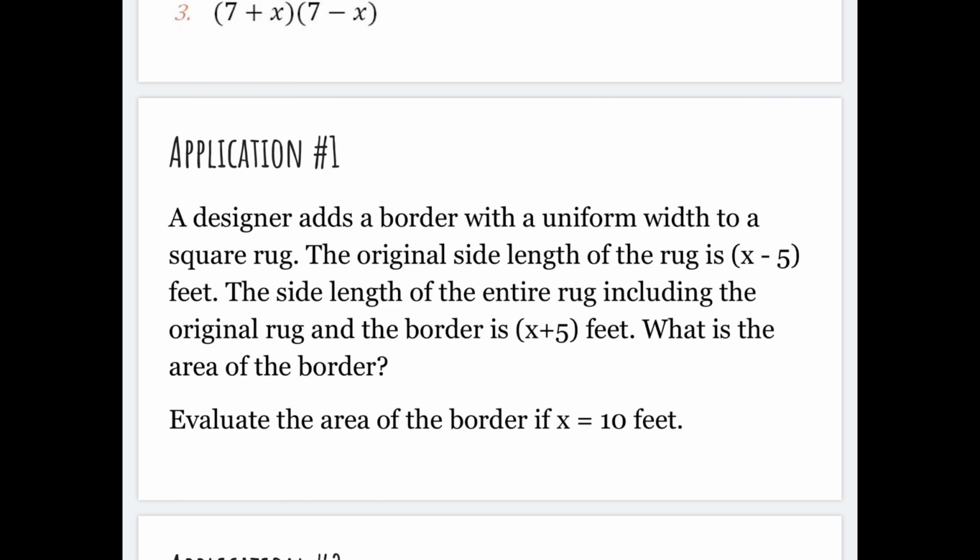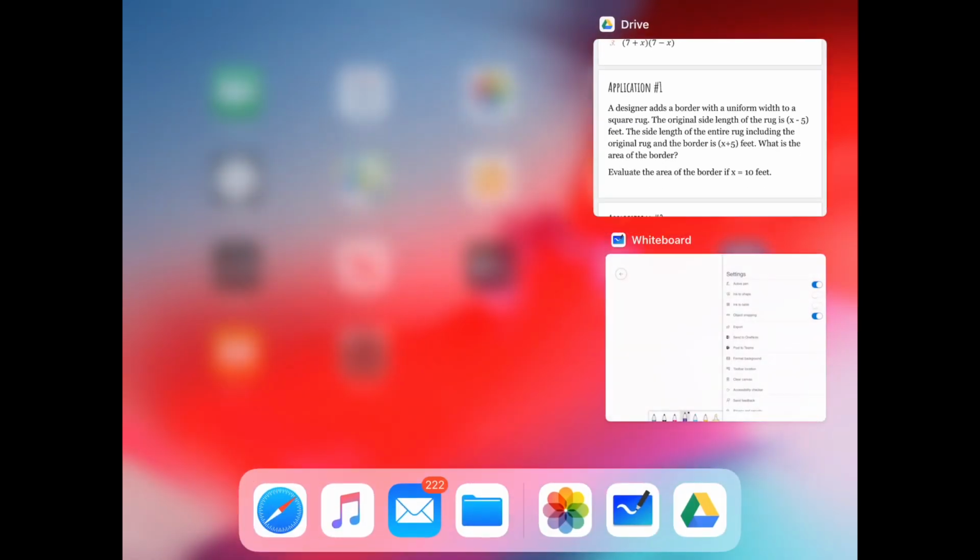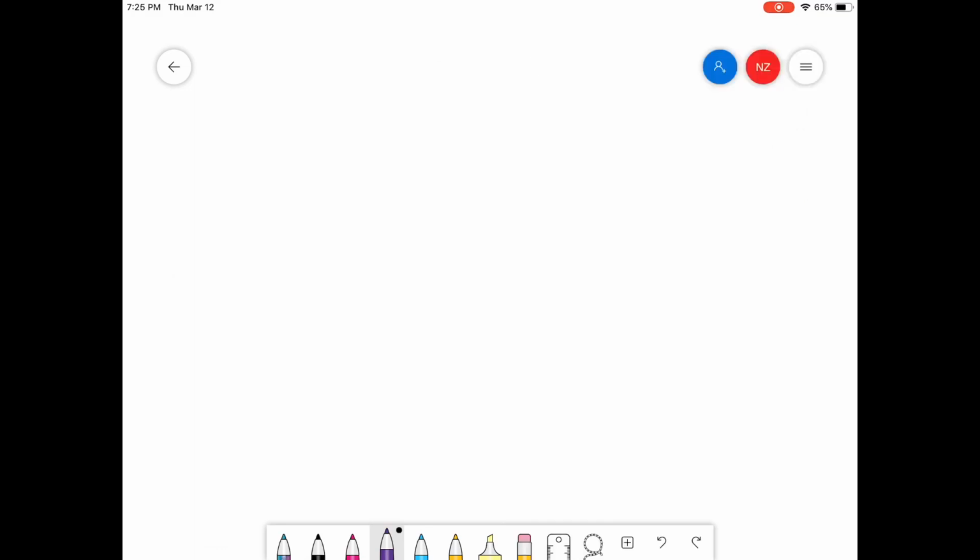So if you have a square rug, you know that a square has all equal sides. So if the original side length of the rug is x minus 5, then all side lengths of the original rug are x minus 5. I like to draw a picture when I'm doing these application problems, so maybe you want to do the same. I have a square rug, here's my square, and I know that all sides are x minus 5. All four sides are x minus 5. They're the same size.